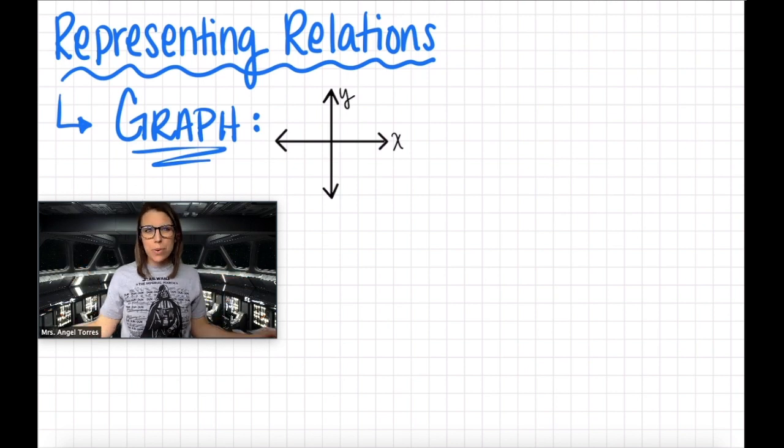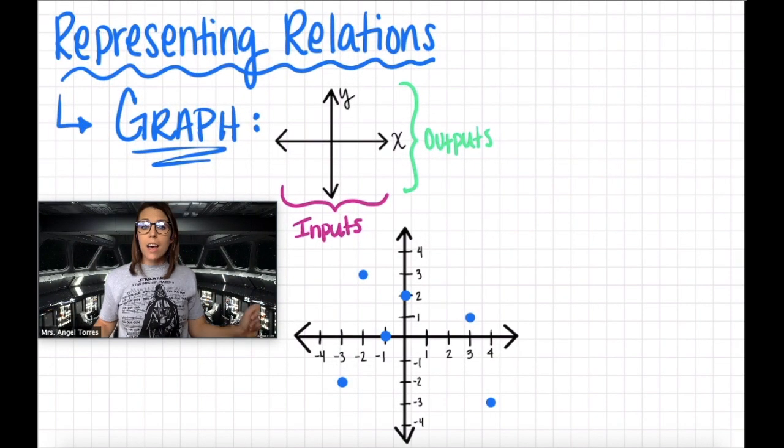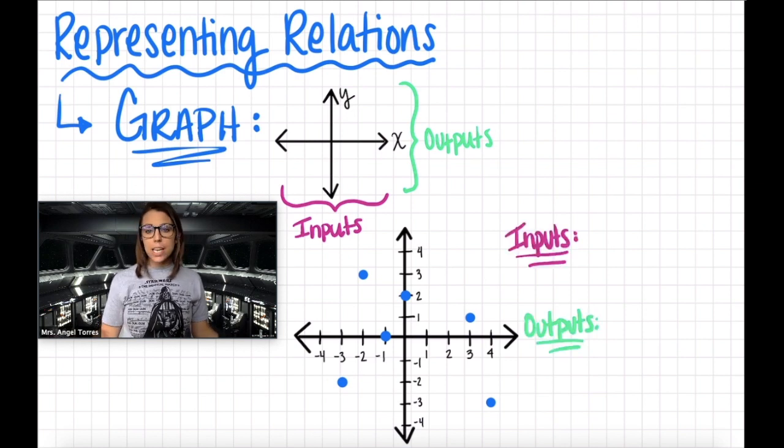So how do you find inputs and outputs in a graph? Well, it's actually pretty simple. Your outputs are going to be whatever numbers are represented on that vertical number line, and your inputs are going to be whatever numbers are represented on the horizontal number line. So let's take a look at an example. Here I have a graph that already has 1, 2, 3, 4, 5, 6 coordinates in it. Can you list the inputs and outputs of this relation?